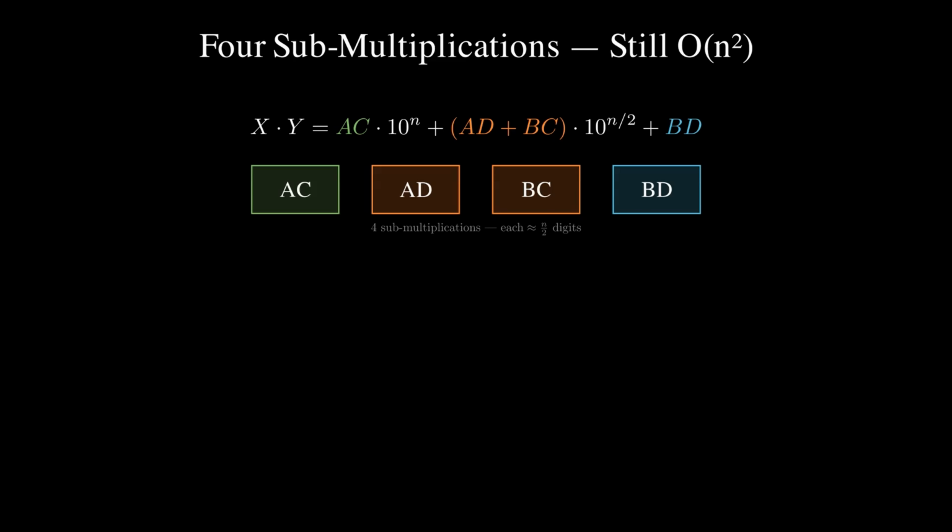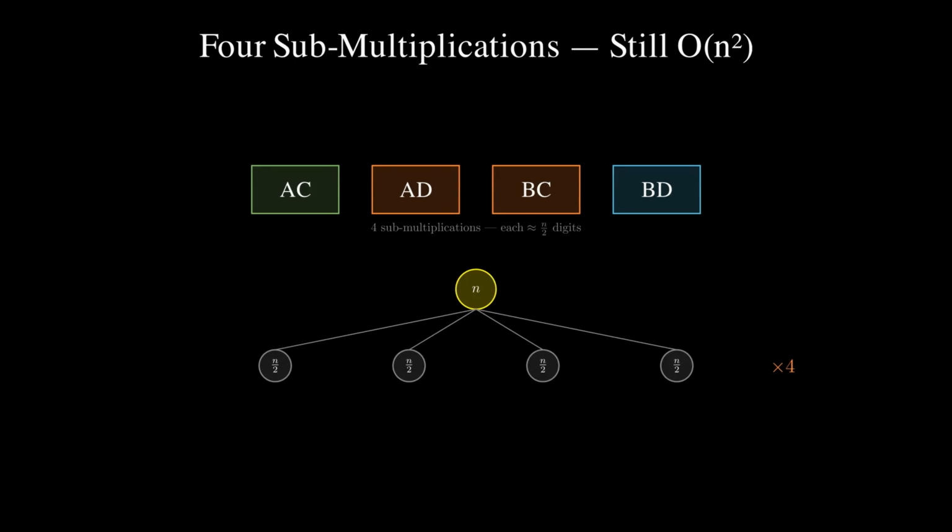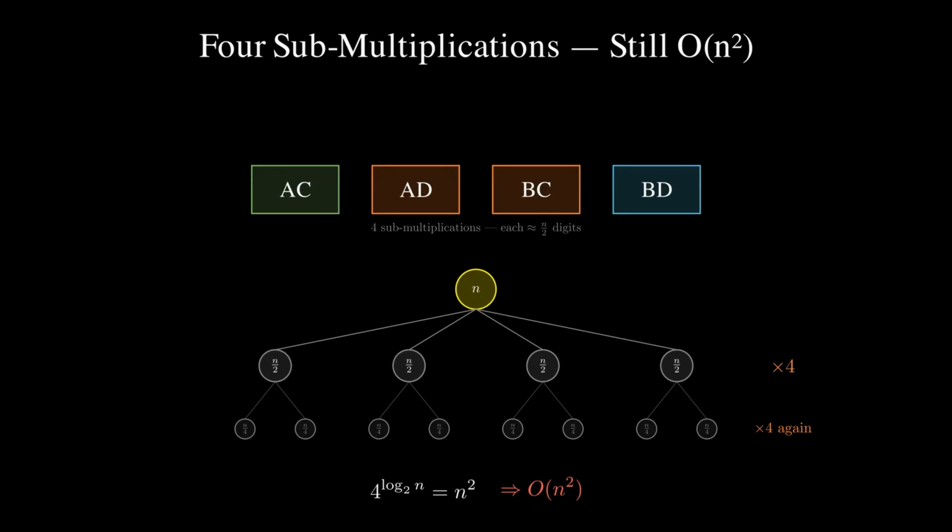You might expect recursive splitting to fix everything, but it does not. Each level branches into 4 sub-problems, and the recursion tree grows until it reaches single-digit multiplications at the leaves. Analyzing the total work gives exactly n squared leaf operations, the same O of n squared complexity as before. The split alone gets us nowhere.